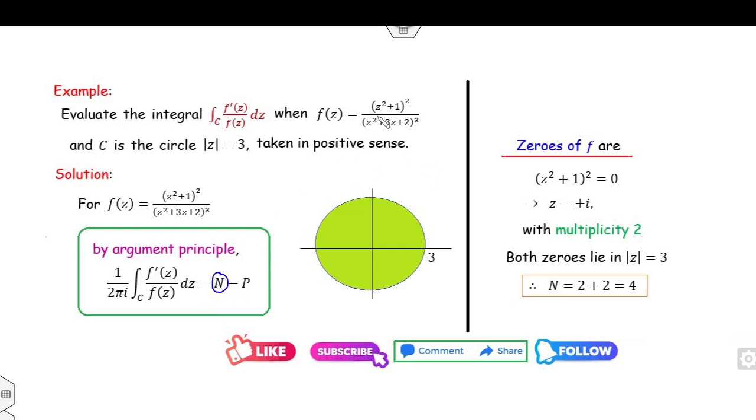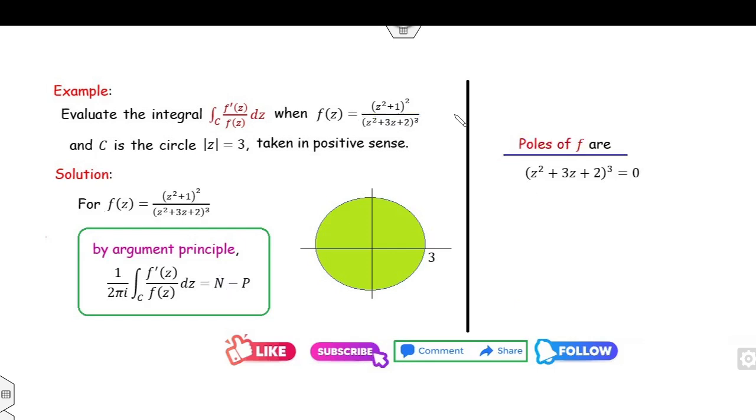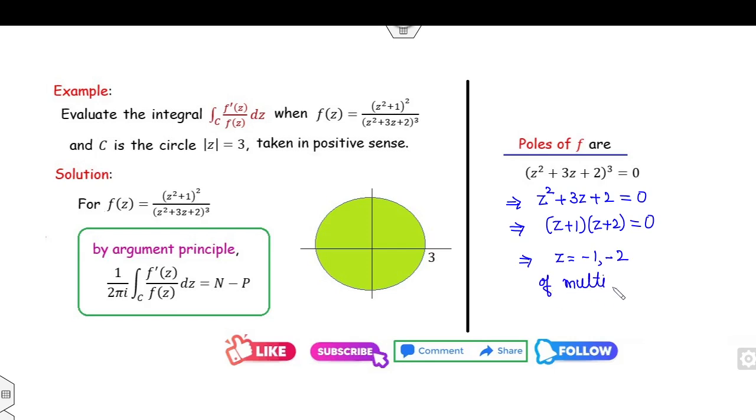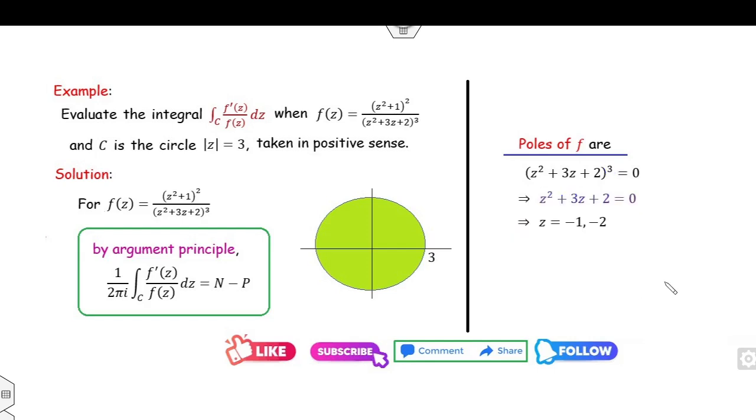Now how can you find p? P means the poles. You set the denominator equal to 0. Once you substitute the denominator as 0, can you find the value of z? This implies z plus 1, z plus 2 is equal to 0. This implies z is equal to minus 1, minus 2 with multiplicity. Can you find the multiplicity? Look at the power. The power is 3. So therefore it has multiplicity 3.